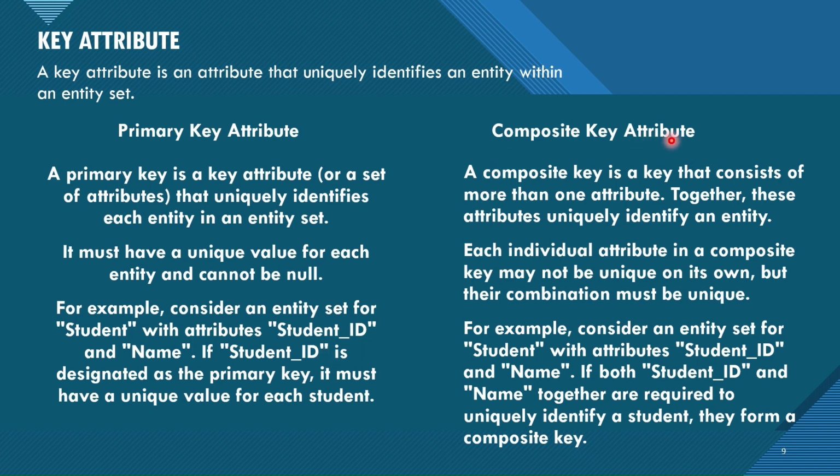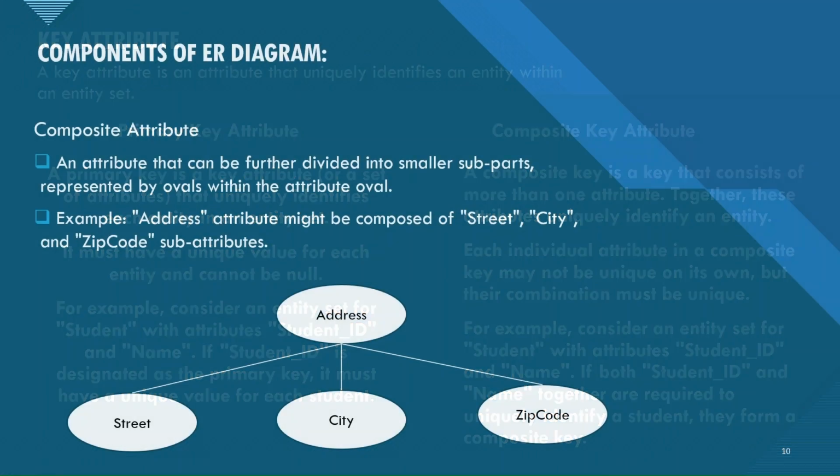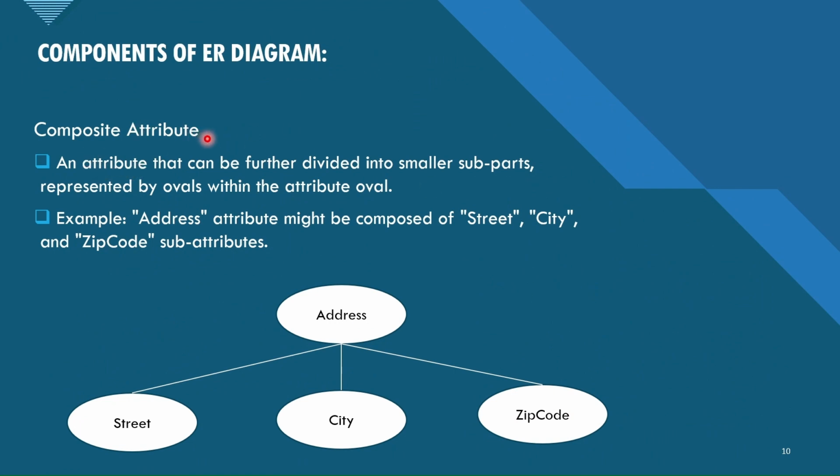Composite key attribute. A composite key is a key that consists of more than one attribute. Together, these attributes uniquely identify an entity. For example, consider an entity set student with the attributes student ID and name. If we need to use both the student ID and name together to identify a student, then this forms the composite key.